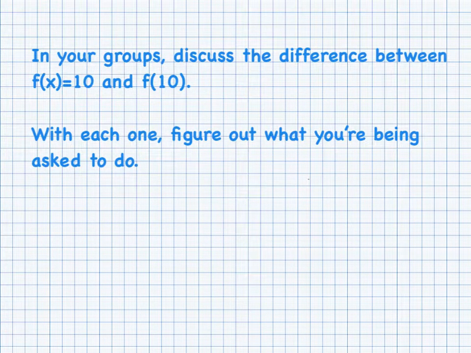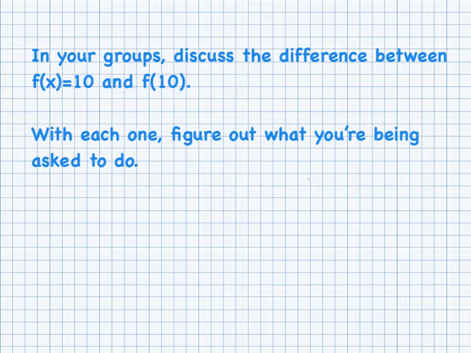Okay. So a couple reviews about function notation. What we did in class was I had the group discuss this and then we shared out. First off, f of x equals 10. That's how you say that. And this is f of 10. Keep in mind, this is not f times 10. This is not f times x. This is f of x. So a function of x equals 10, and then this is a function of 10.